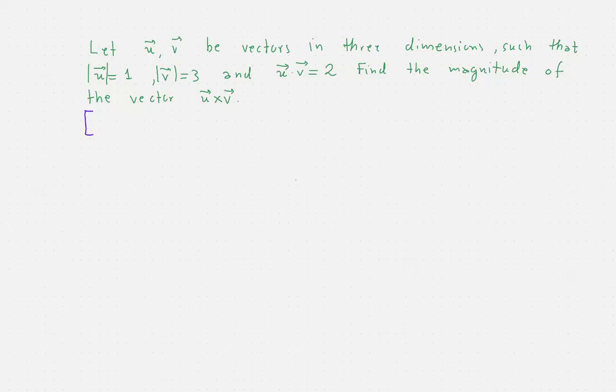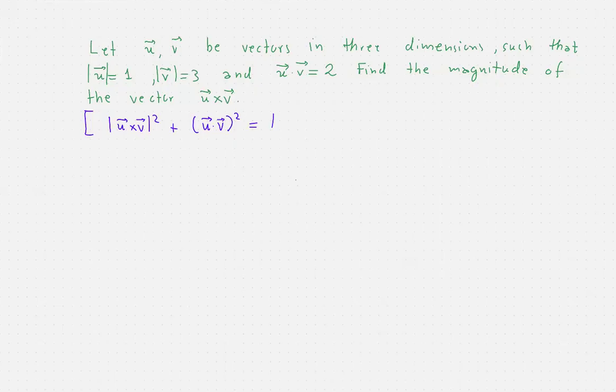Now, the idea behind this exercise is that there is a very nice relation that includes all the quantities that we see right here. In fact, this relation reads as follows. The magnitude of the cross product squared plus the dot product squared, that's a number, remember that the dot product is a number, is equal to the product of the squares of the magnitudes of the two vectors.